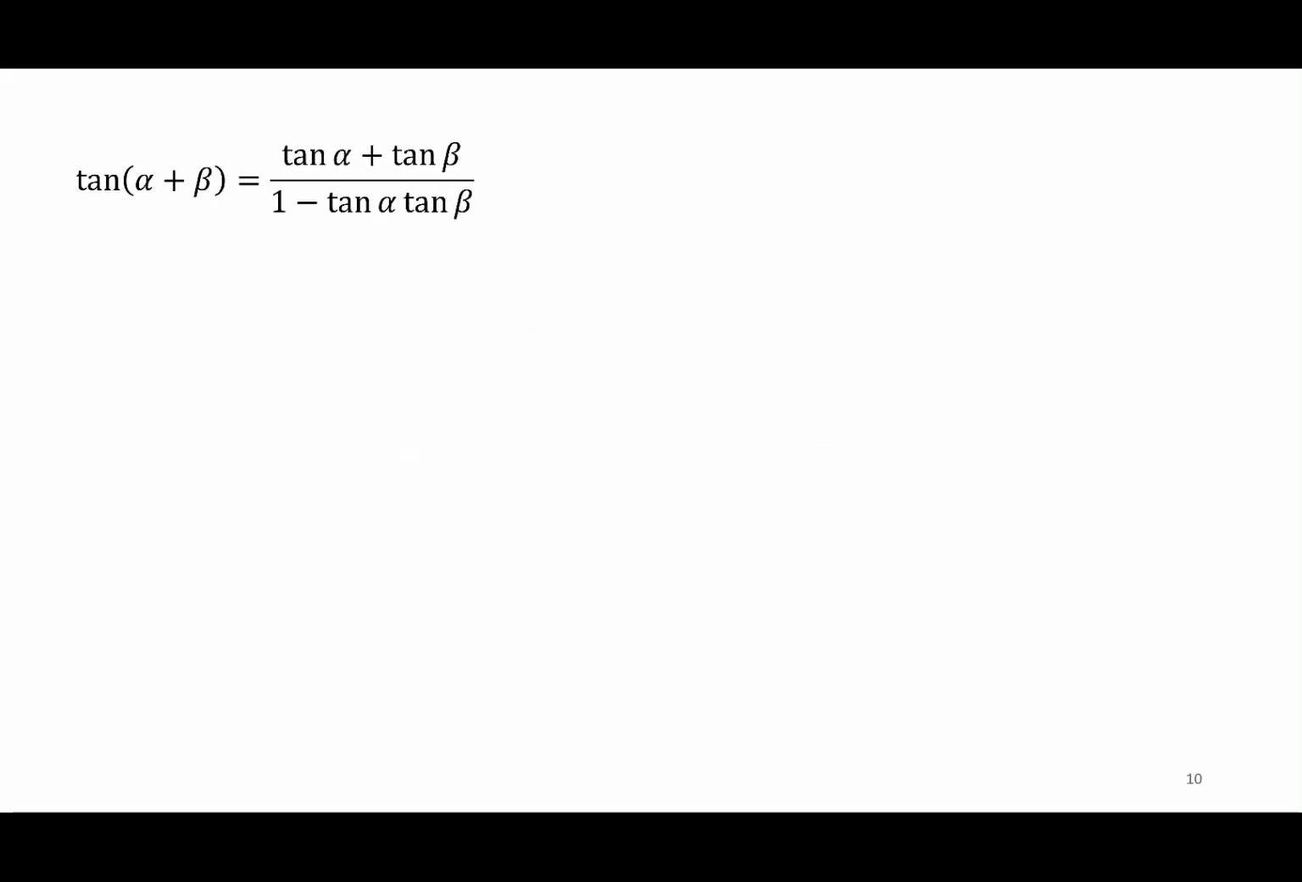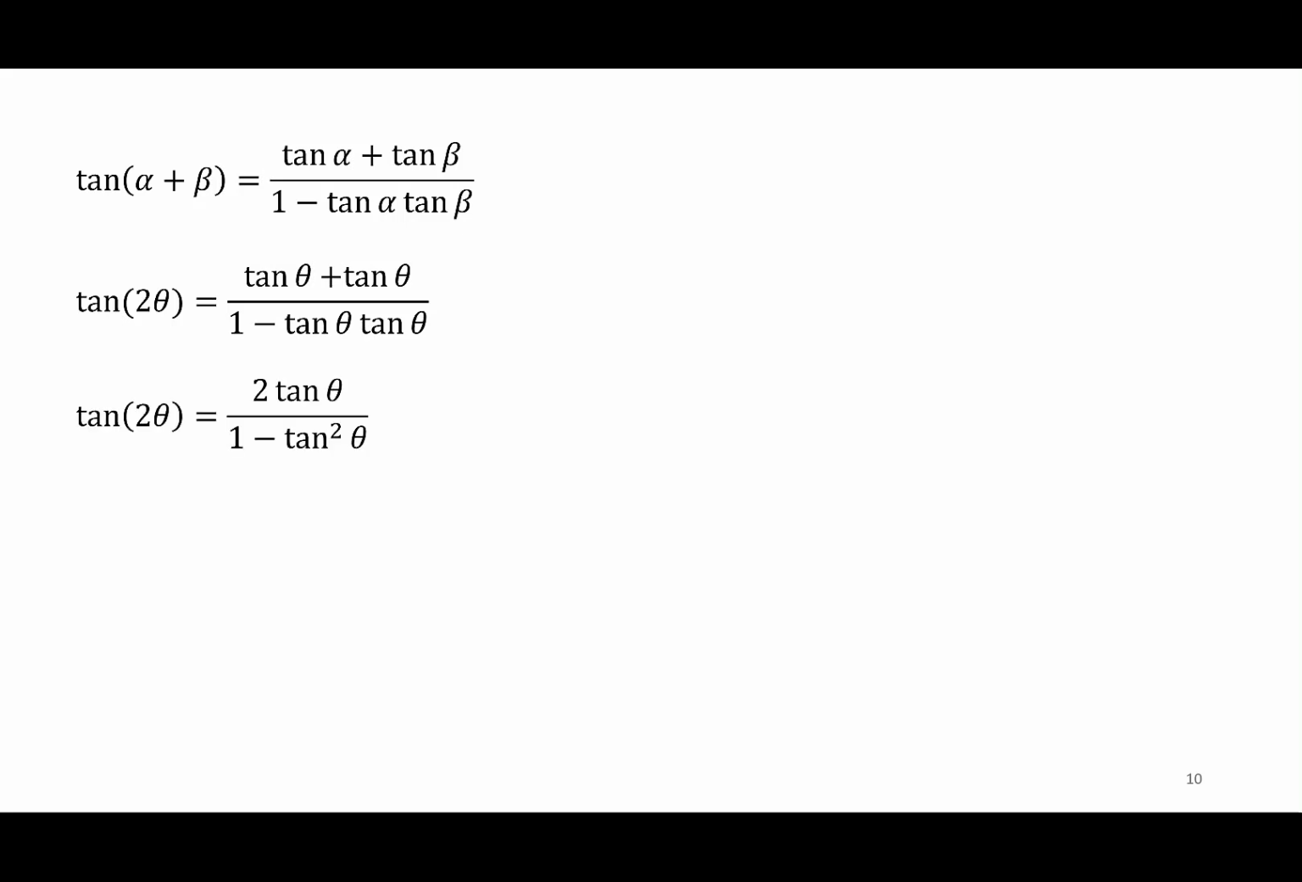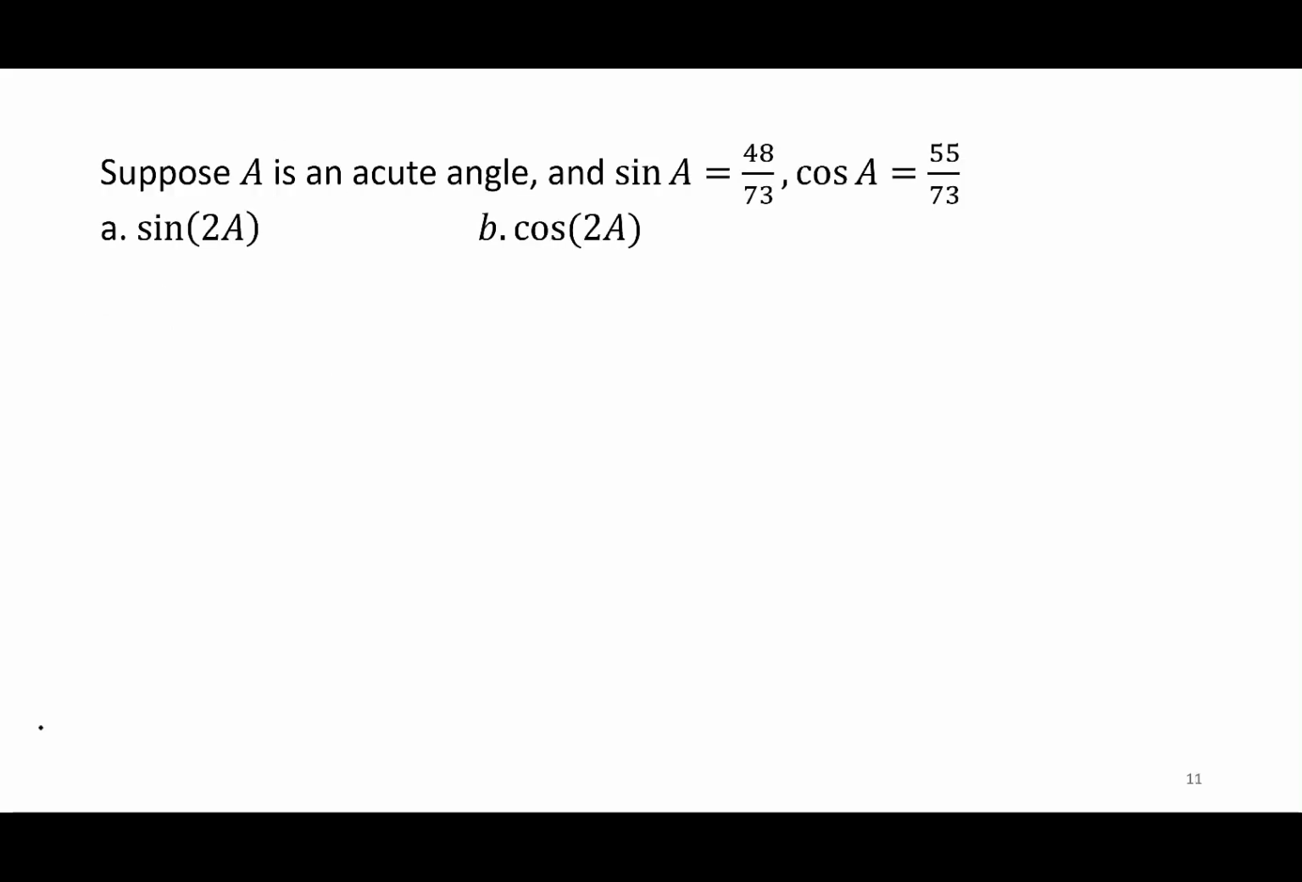Let's develop one more formula, using that the tan of alpha plus beta is tan alpha plus tan beta over 1 minus tan alpha tan beta. Putting in theta for alpha and beta, we'll have that the tangent of 2 theta is tangent of theta plus tangent of theta over 1 minus tangent theta times tangent theta. We can combine like terms. Tangent of theta plus tangent of theta is 2 tangent theta. Then 1 minus tangent theta times tangent theta is 1 minus tangent squared theta. Now that we know all of our formulas, we're ready to try a few problems.